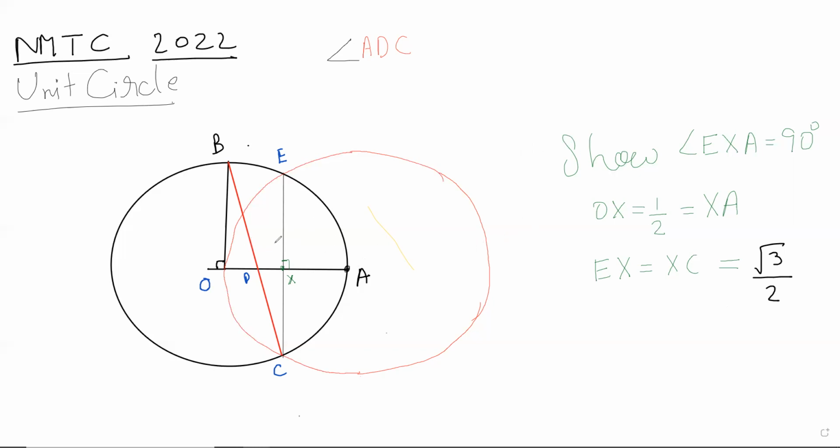Then you can just find everything, right? This is simple. This is 1, this is root 3 by 2. This is also root 3 by 2. So you know that OD by DX also has the same ratio, right? Maybe 2 by root 3. But you know OX is half. Or you can find out everything, right? So can you find out OD maybe?